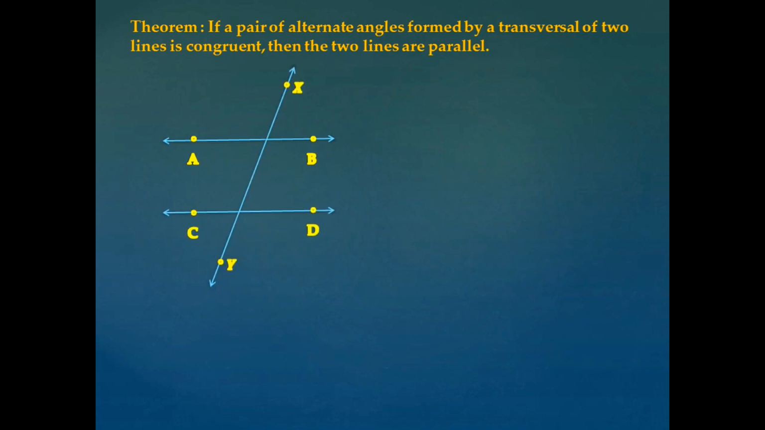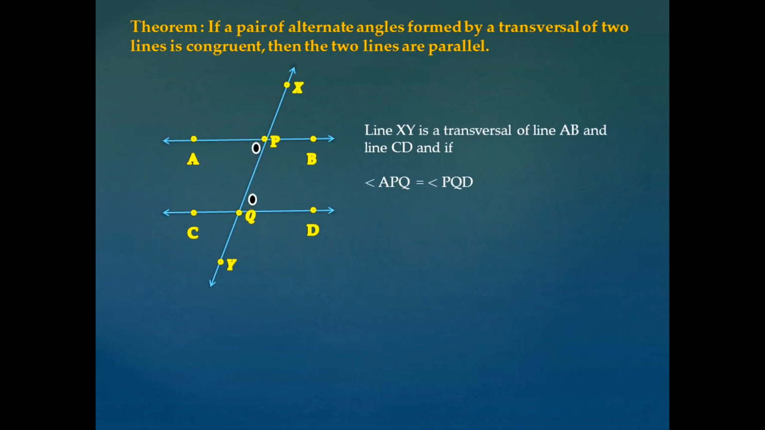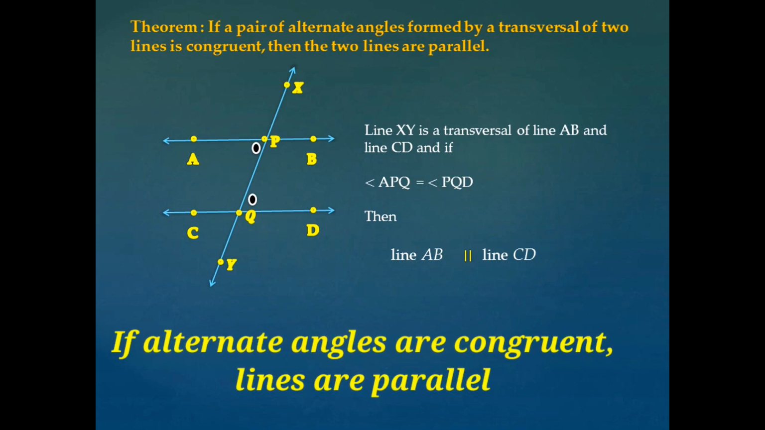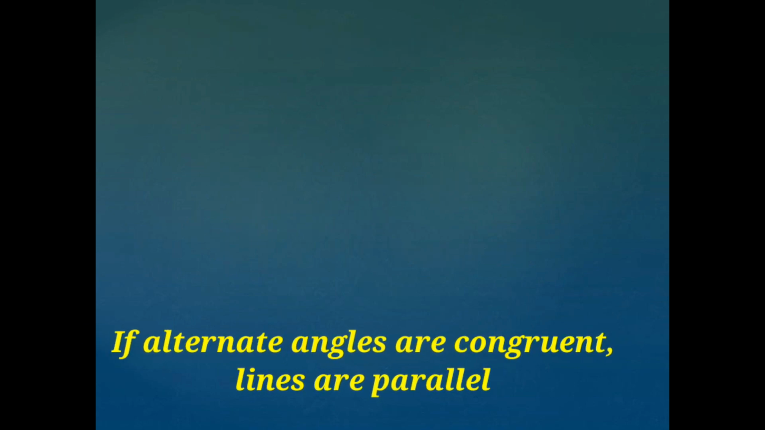Now for that, let us consider any two lines AB and CD. Line XY is the transversal which intersects line AB and CD at points P and Q. Now in this case, if angle APQ is congruent with angle PQD, which are alternate angles, then from that we can conclude that the given two lines, that is AB and CD, are parallel. That is, line AB is parallel to line CD. In short, if alternate angles are congruent, then the given lines are parallel.